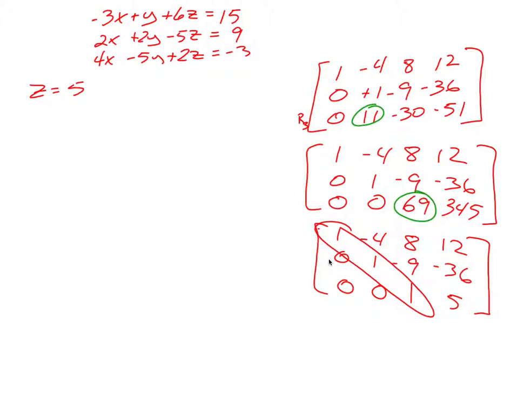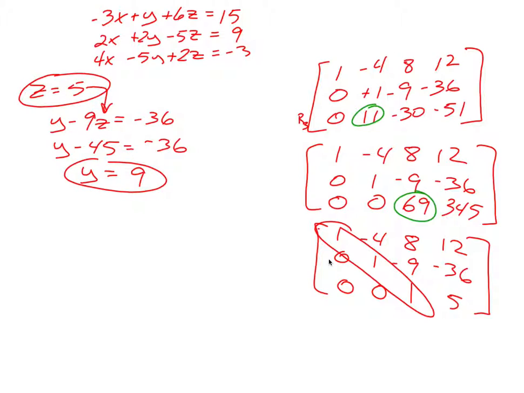So what does row 2 tell me? Right, but I want to write down row 2 first before we plug in. y minus 9z equals negative 36. Everybody okay with that? Getting that from row 2? Jasmine? Taylor? You good? Okay. So now what do I want to do? Plug in 5. So y minus 45 equals negative 36. y equals 9. So I've got z and y.